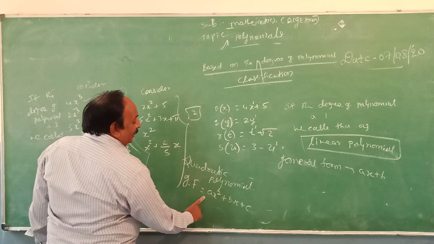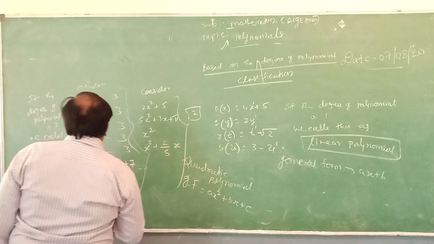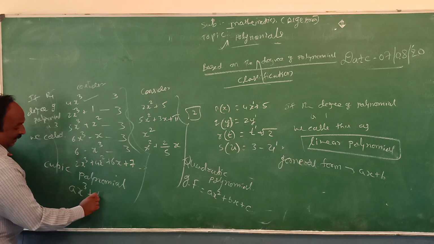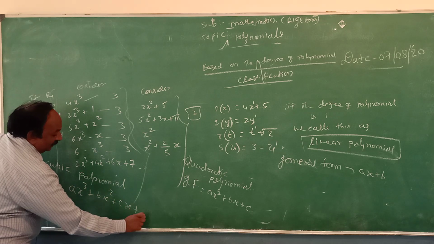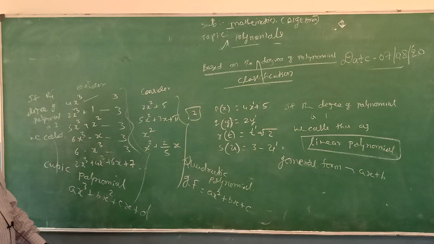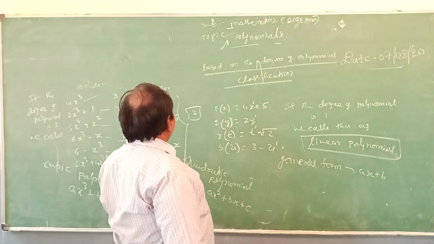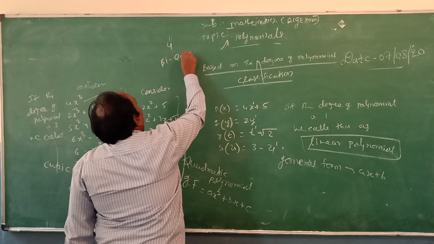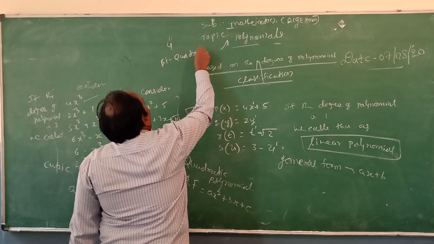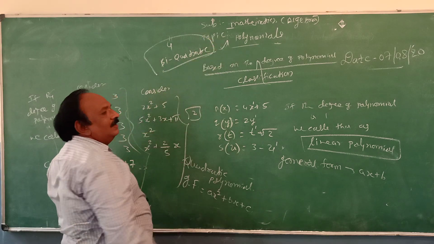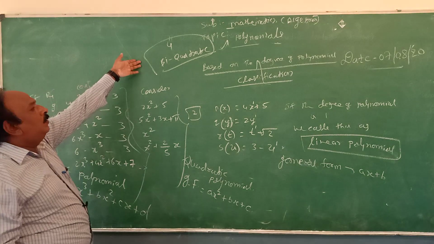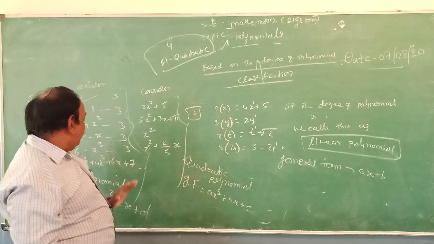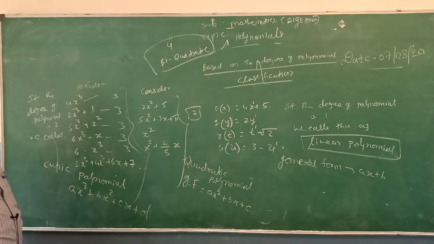The general form of the quadratic polynomial is ax square plus bx plus c. The general form of the cubic polynomial is ax cube plus bx square plus cx plus d. If you have a doubt, sir, what do we call a polynomial of degree 4? A biquadratic polynomial. This is not in your syllabus. This is a linear polynomial, a quadratic polynomial, and a cubic polynomial.